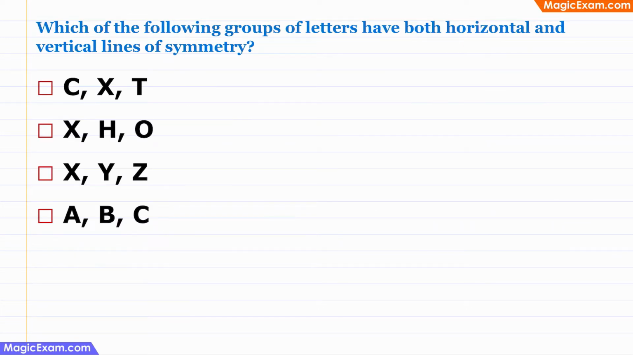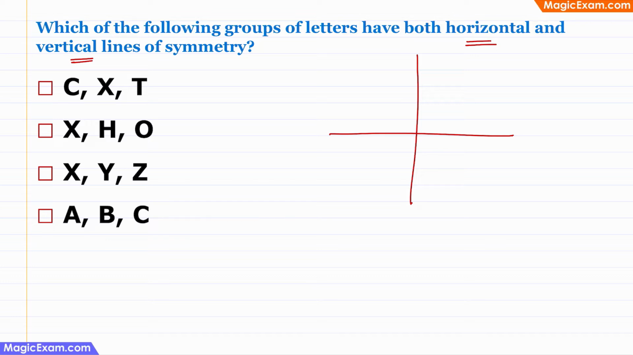Which of these following groups of letters have both horizontal and vertical lines of symmetry? Which means that which of these letters, when we cut them horizontally or vertically, we will get 2 equal pieces which are mirror images of each other, which are equal but opposite.